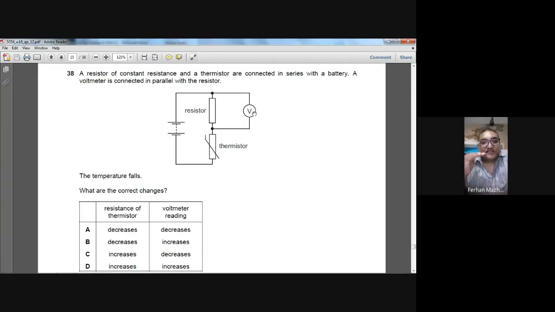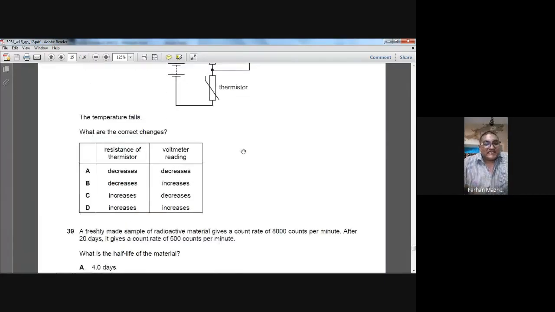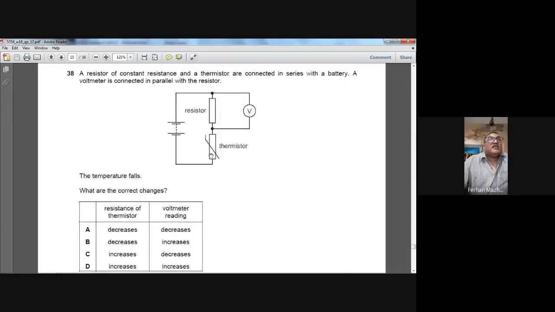So when the temperature drops, the resistance of the thermistor increases, and the voltage drop across the resistor, or the reading on the voltmeter, because the voltmeter is connected across that resistor, will decrease. So for question number 38, the choice is C. I hope you understand it.